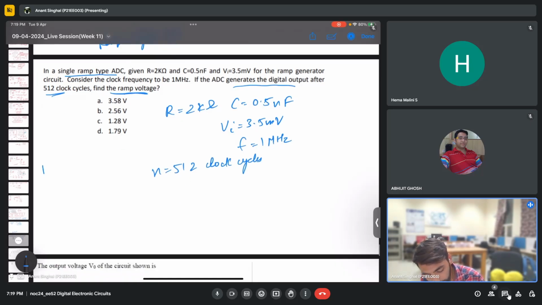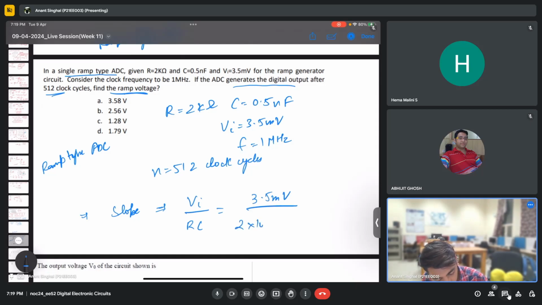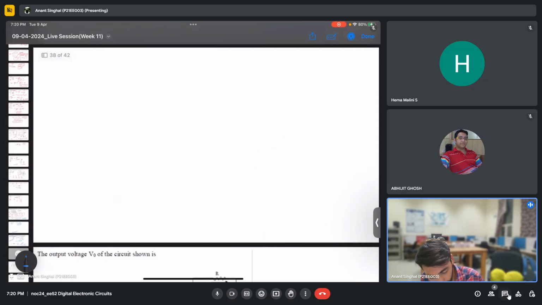First of all, in any ramp type ADC, the slope determines the final voltage. The slope of any ramp type ADC, if you have already covered in the theoretical lecture, is VI by RC. Everything is given. It is 3.5 millivolts, R is 2 kilo, and capacitance is 0.5 nano. So this will be 10 raised to minus 6 in the denominator. I'll write in microseconds. So this will be 3.5 millivolts per microsecond. I hope the calculations are clear.